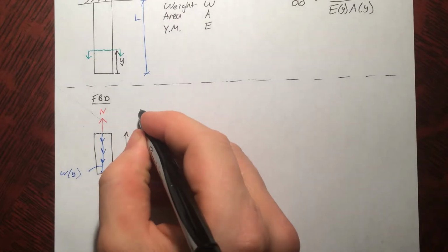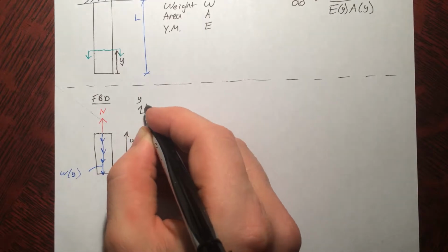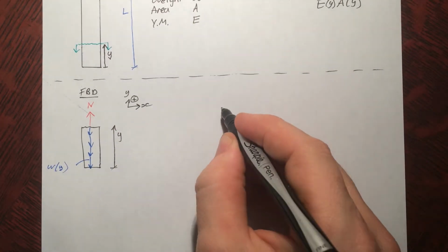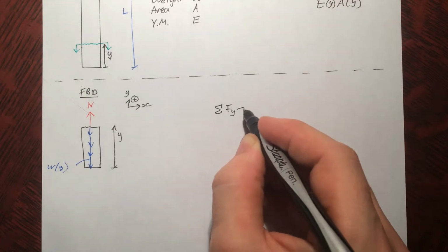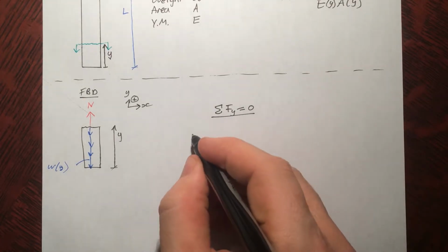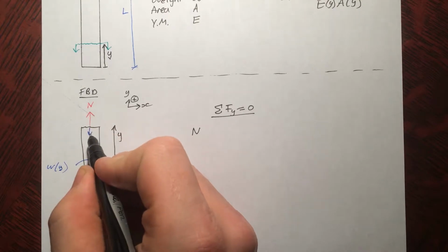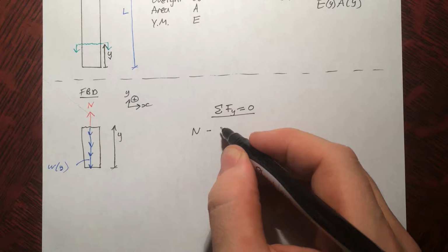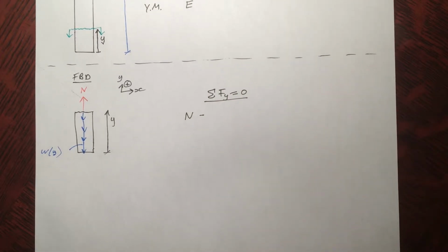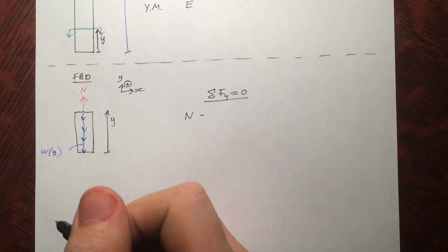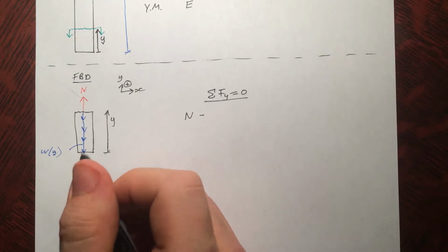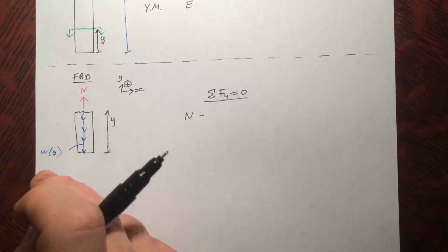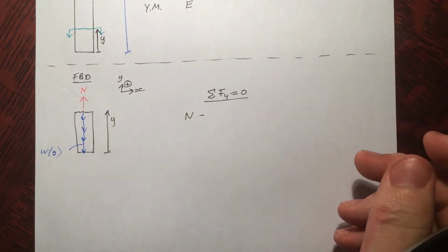Now, don't forget our directions. In this case, it's especially important because we're doing something different than the normal. Sum of the forces in y equals 0. So we've got N going up minus this because it's going down. Here we have to be a little bit careful because we haven't defined what weight as a function of y is yet. If it's constant, we can just do weight as a function of y times y, newtons per meter times meter, done deal.